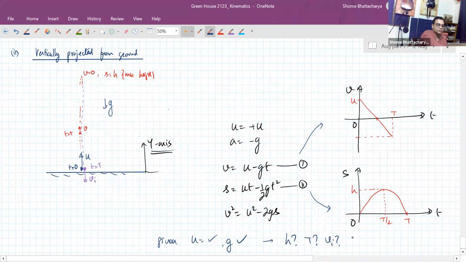Okay, so just note this down quickly, and then we'll see from the three equations how we can develop the formula for these three things: the maximum height it travels to, the total time it takes for the ascent plus descent, to go up and come back to where it started from, and the impact speed with the ground. That is, when it comes back to the ground, what is the speed with which it hits the ground?